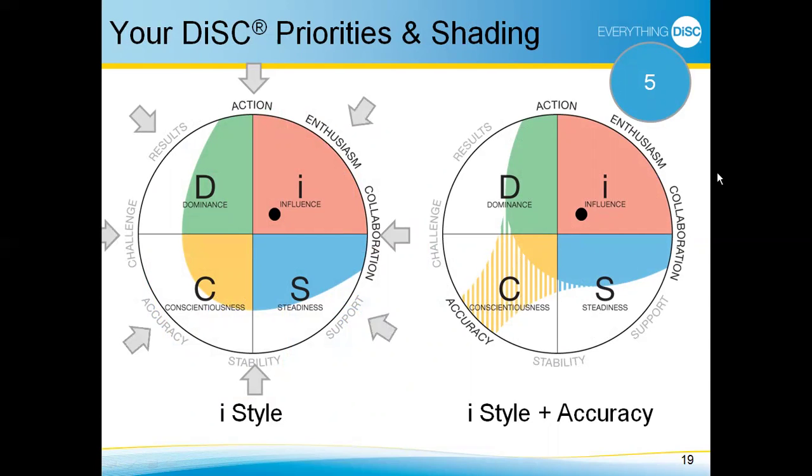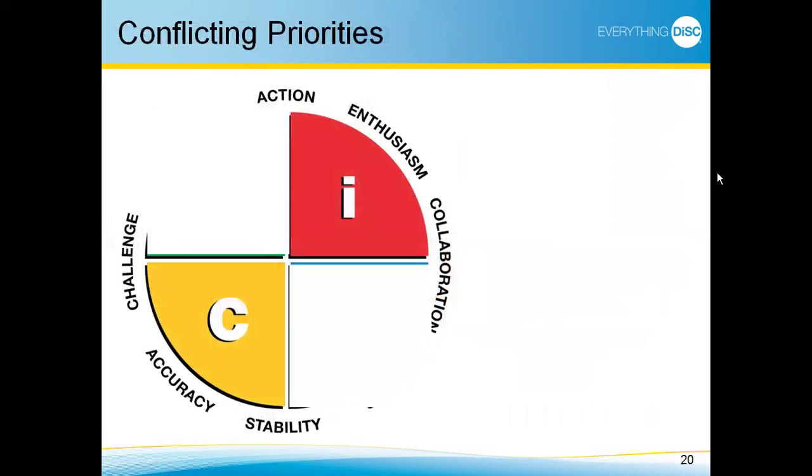Years ago, when personality styles were pen and paper, inconsistencies would show up on the surveys. With the advent of computerized versions like the one you took online, we're able to account for those inconsistencies. We've discovered that sometimes people have a fourth priority that is sometimes the opposite of their normal style. We call this shading. Let's talk about conflicting priorities.